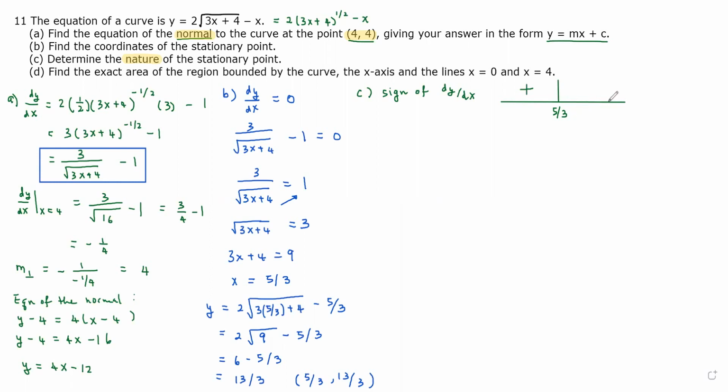For example, maybe 10/3, and substitute here into dy/dx. You see that you get a negative value. You have a positive slope and a negative slope. So this forms a curve with a maximum point. We say that the stationary point with coordinates (5/3, 13/3) is a maximum.